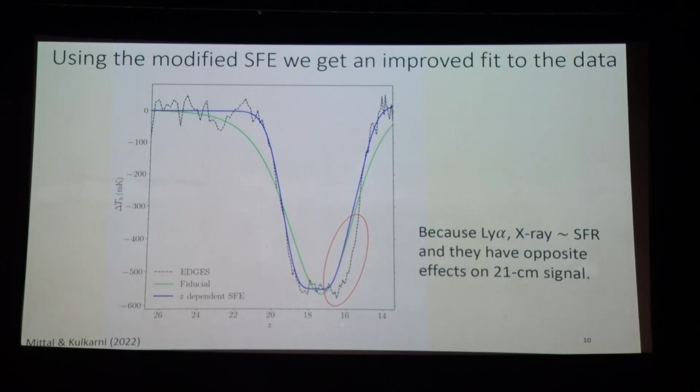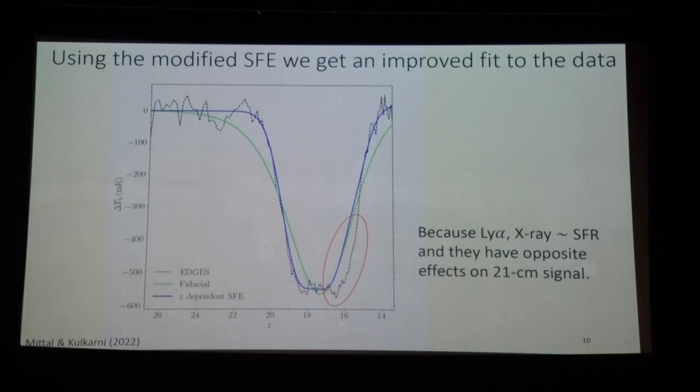And this is mainly because the Lyman alpha and the X-ray photons have an opposite effect on the 21 centimeter signal. Both of them are proportional to the star formation rate of high redshift star forming galaxies, so increasing the star formation rate also increases Lyman alpha and X-ray. But increasing Lyman alpha tends to make the signal go downwards, whereas increasing X-ray tends to make the signal go upwards, and the reverse is true if I decrease my star formation rate. And so there is a trade-off between the two effects, and this is the best that can be achieved.